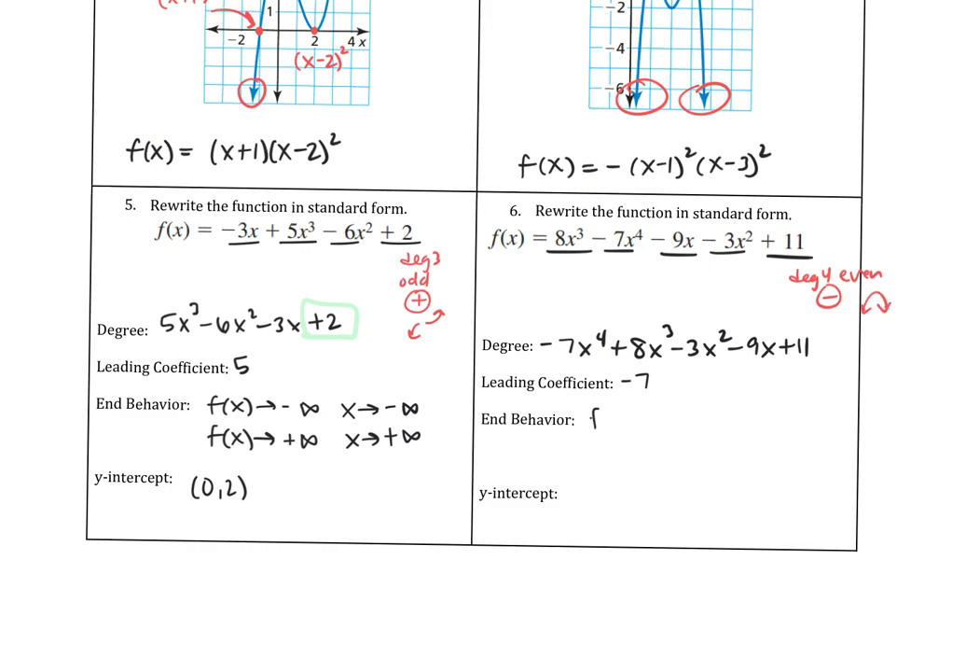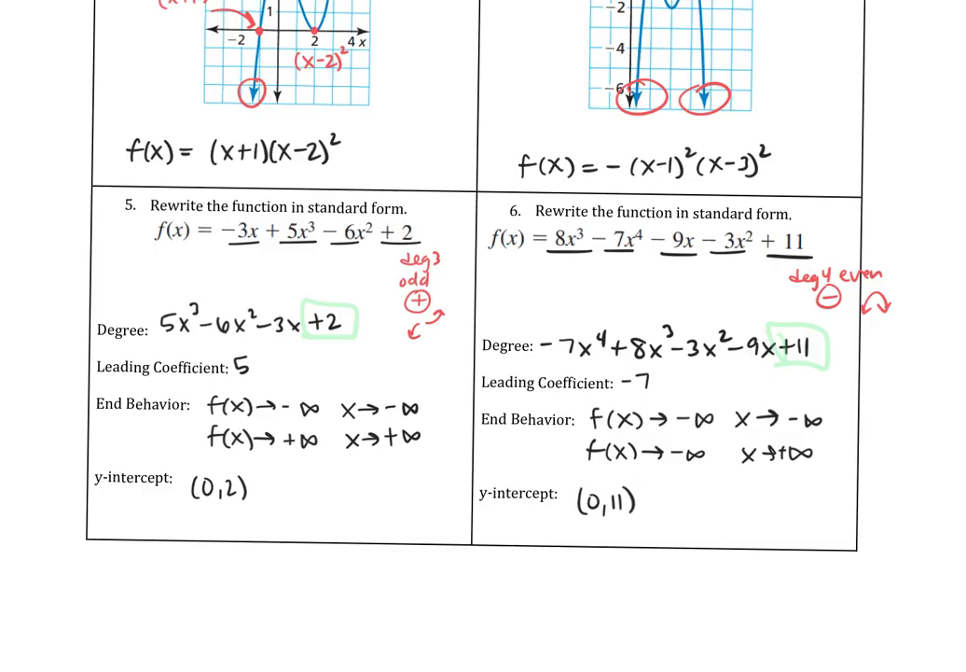So as x goes to negative infinity, f of x goes to negative infinity, and as x goes to positive infinity, f of x also goes to negative infinity. Okay, and the y-intercept we can get right there from the end of the equation again. It's going to be 0, 11.